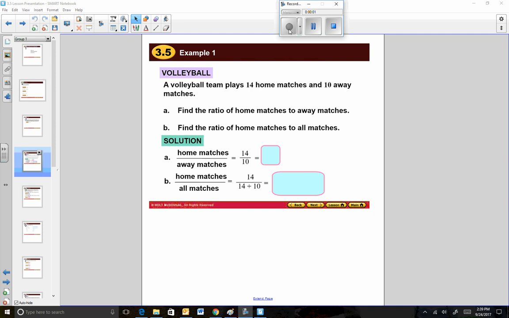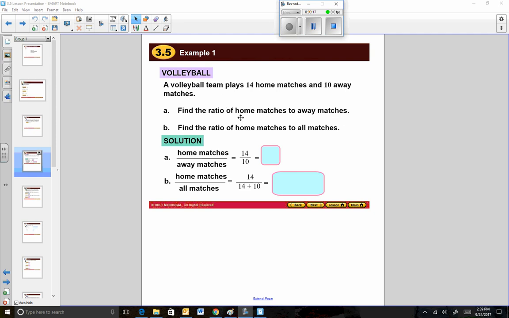Hi class, today we're looking at writing ratios and then proportions. Let's take a look at what a ratio should be. For example, a volleyball team plays 14 home matches and 10 away matches. Find the ratio of home matches to away matches.